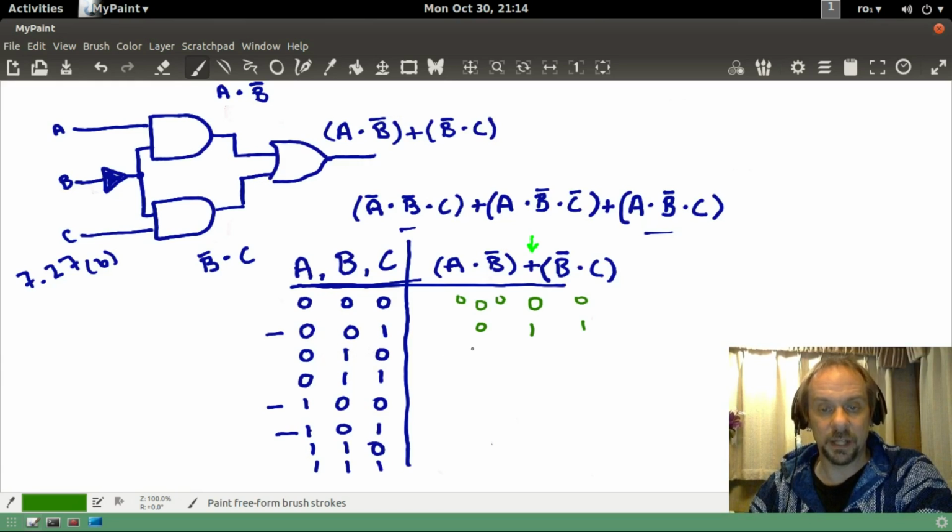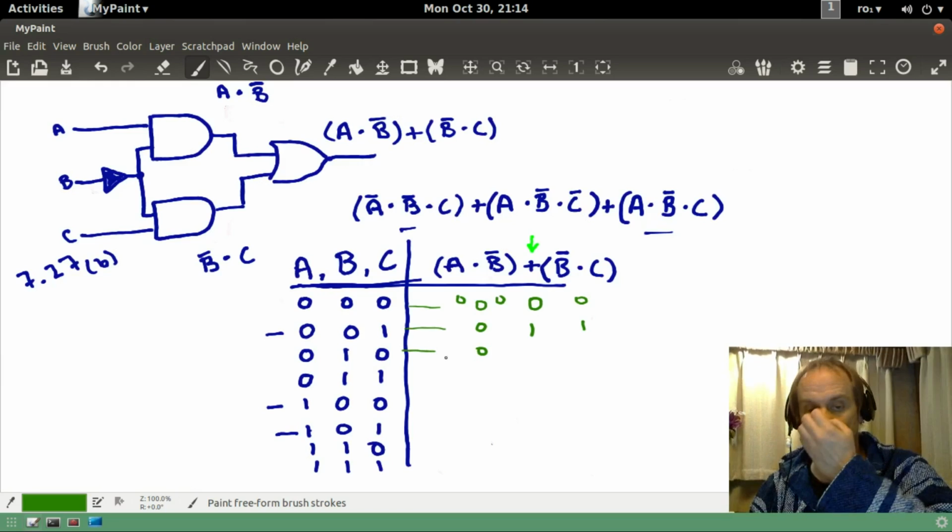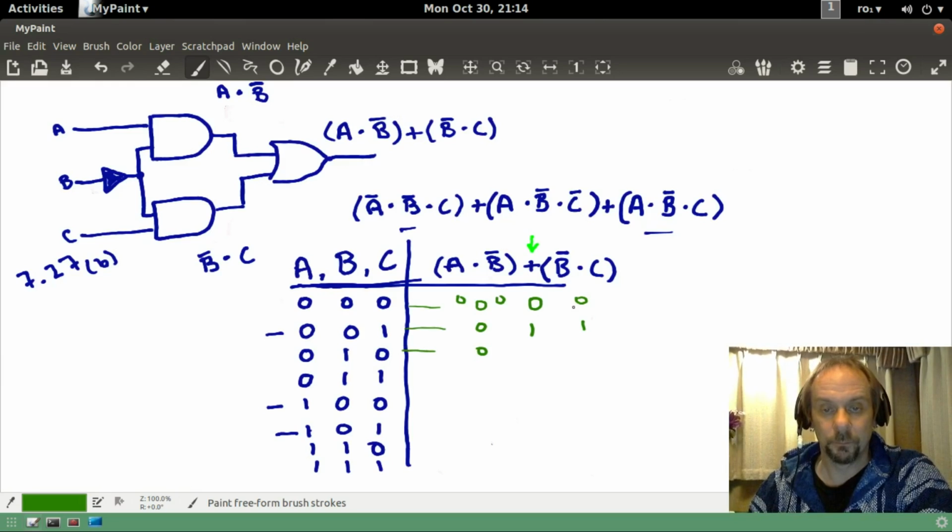0 and anything is 0. So we're on line 3 here. So that's this line, this line, this line. B is 1 negated to 0, 0 and anything is 0. 0 or 0 is 0. Here we have 0 and anything for the A is 0. And then B is 1 negated to a 0, so 0 and anything here is 0. 0 or 0 is, of course, 0.